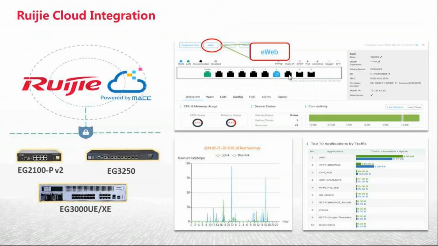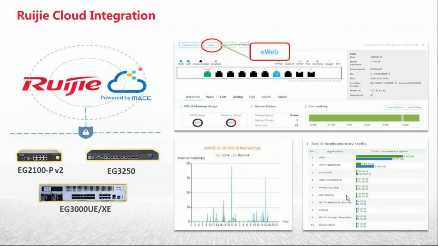Where is it? Very simple. Later my colleague will show you how to manage the EG from the cloud. There is one called eWeb. From this eWeb, it will take you directly back to the security gateway. From there, you can see the CPU, memory usage, this kind of thing, and the serial number. You can change the username, password, and description. And just now you saw the top 10 applications you can view, like user behavior.